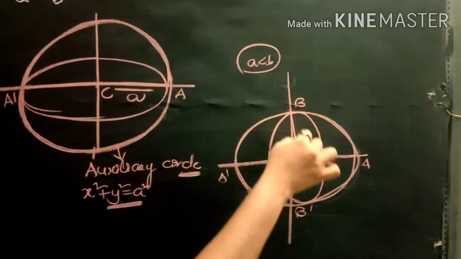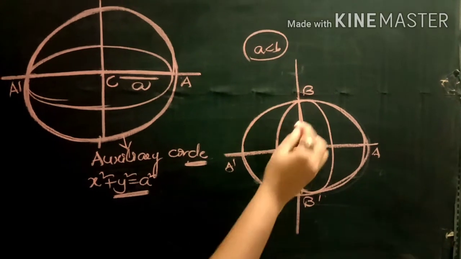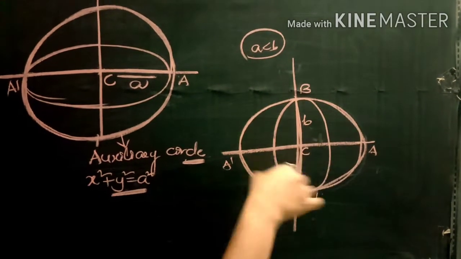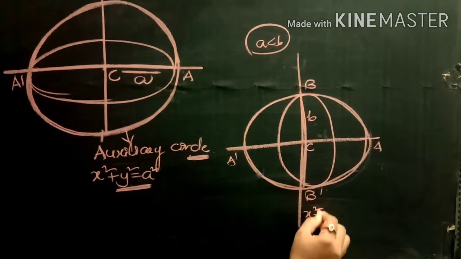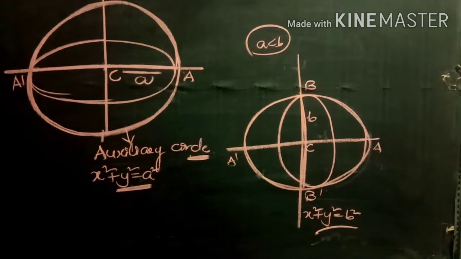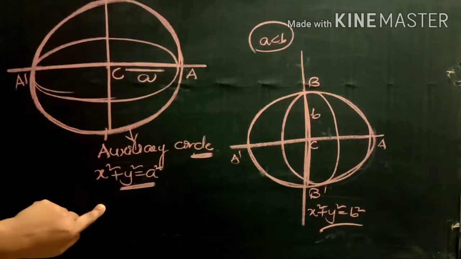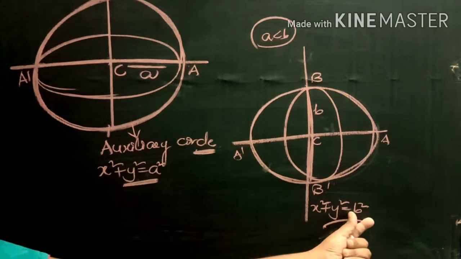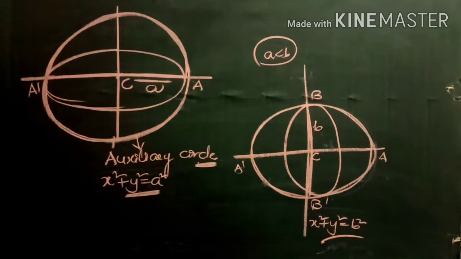Here, 2b is the major axis. So the length of the major axis is equal to 2b. Then half of the value is equal to b. That is, here we take one circle by taking CB as radius. That is, the equation of the auxiliary circle is x square plus y square is equal to b square. That is, if a is greater than b, then the auxiliary circle is x square plus y square is equal to a square. If a is less than b, then the auxiliary circle is x square plus y square is equal to b square.